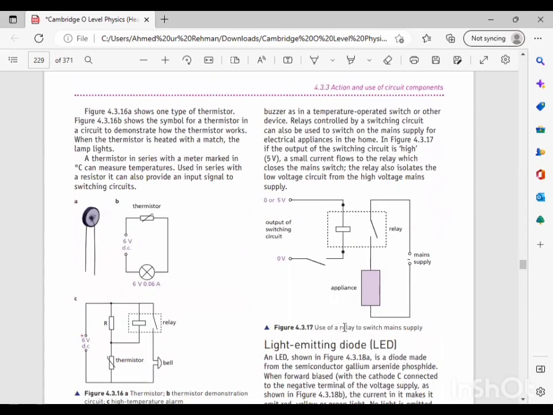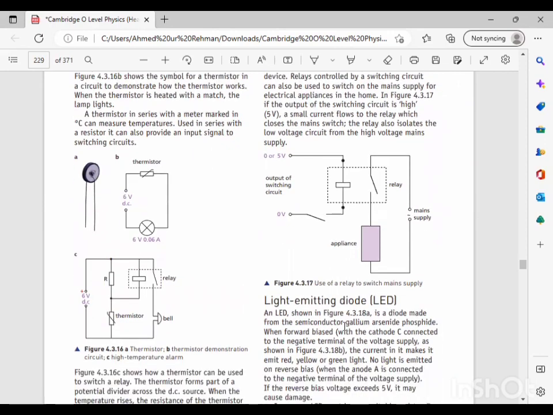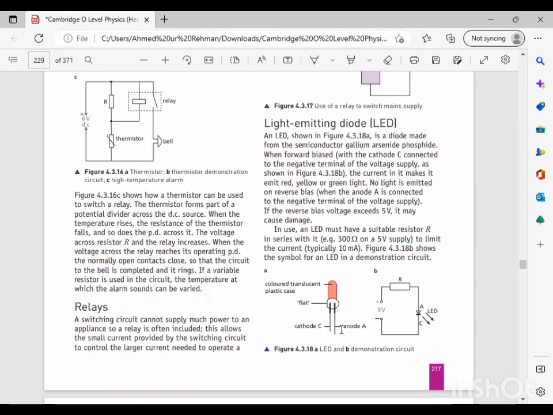Shows one type of thermistor. Shows a symbol for a thermistor in a circuit to demonstrate how the thermistor works when the thermistor is heated with the matched lamp lights. Shows how a thermistor can be used to switch a relay. Okay, the same thing can be done for a thermistor, right?